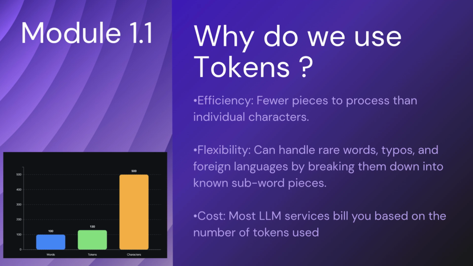3. Cost. If you use LLM services through an API, like with a chatbot, you are billed per token. Knowing this helps you write shorter, more efficient prompts and keep costs down. A good rule of thumb for English is 1 token equals 4 characters, or equals 3/4 of a word.